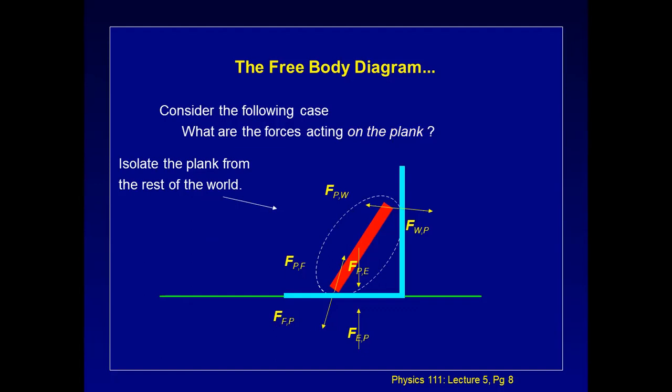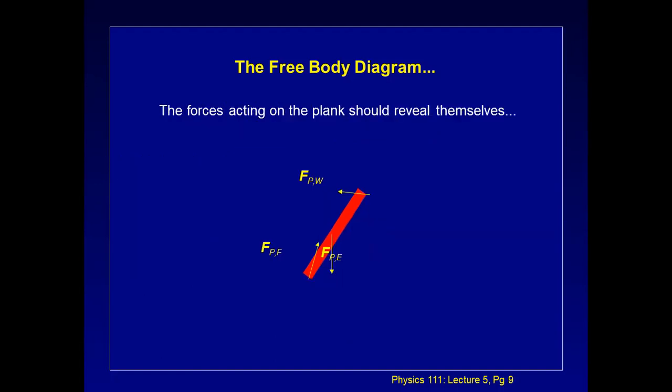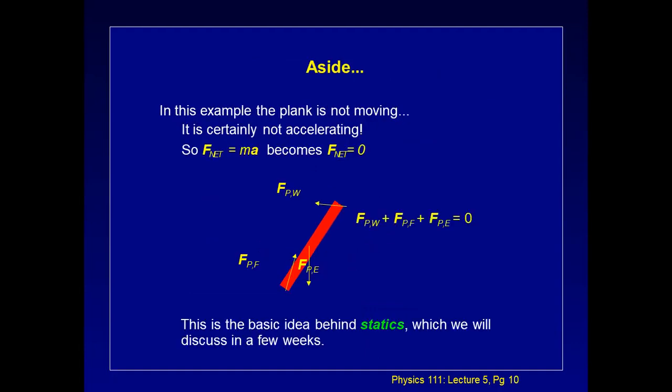Now, if we isolate the plank, we just consider the following forces: F_PF, F_PW, and F_PE. In this example, the plank is not moving. It is certainly not accelerating. So F net is equal to mass times acceleration, and since it's not accelerating, the acceleration is equal to 0. So F net is equal to 0. Considering the summation of forces, F_PW plus F_PF plus F_PE is equal to 0. This is the basic idea behind statics, which we will discuss in a few weeks.